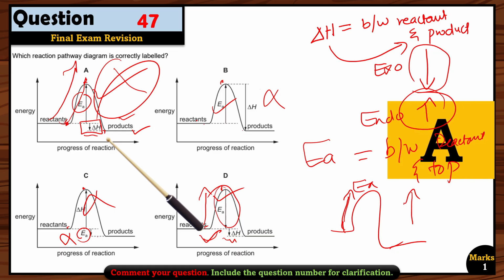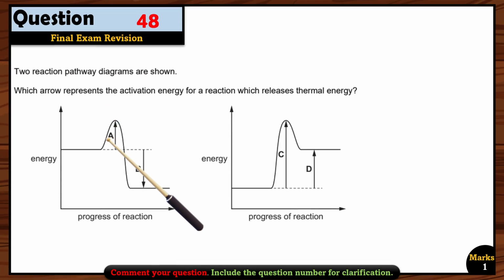Okay, so I hope this is clear to you. Delta H is always between reactant and product, both in exo and endo. EA is always from reactant to the top, both in exo and endo, and the arrow should always be upward for EA, activation energy. For delta H, the arrow should always be upward for endothermic, but for exothermic, it should always be downwards. So that's why option A is the right option over here.